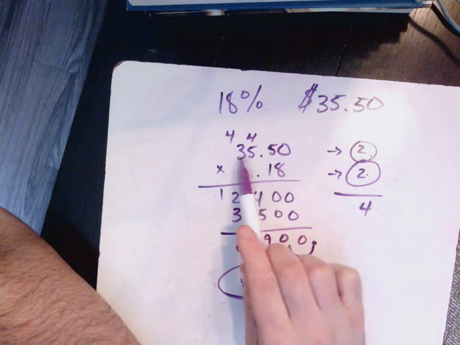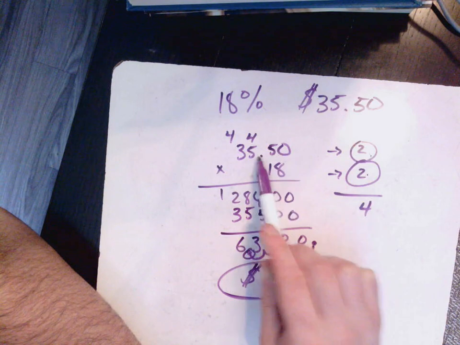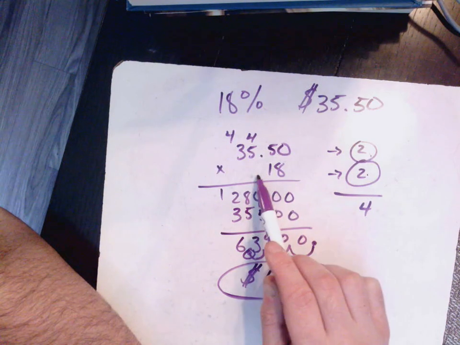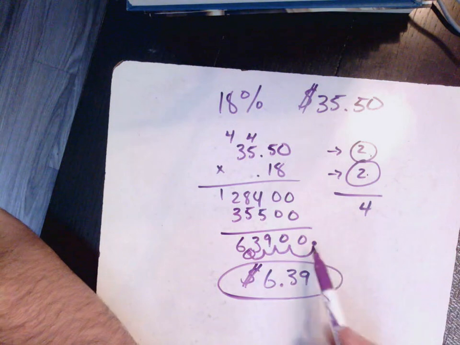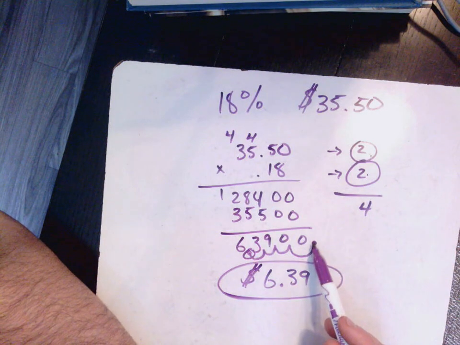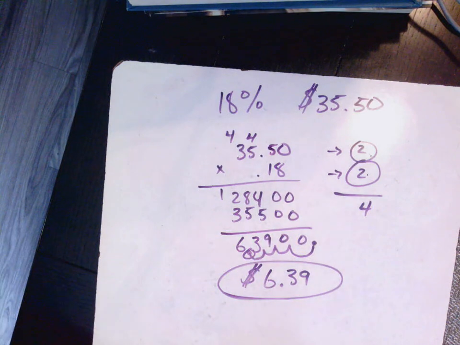So like if we have 35 and 50, right here I've got 2 decimal places, 1 and 2. So I tally them. And 0.18, I've got 1 and 2. Okay, so total I have 4. So right here you got to move the decimal point over 1, 2, 3, 4. So you should have got $6.39. Did you get that correct?